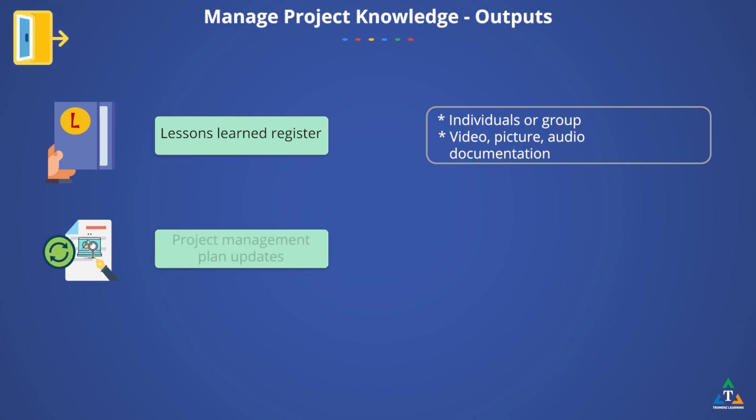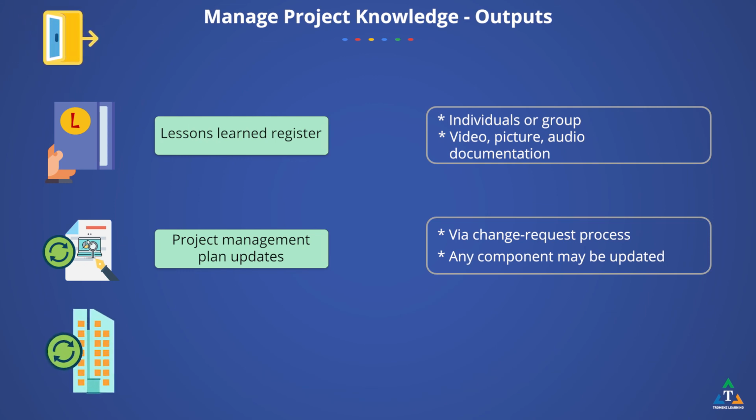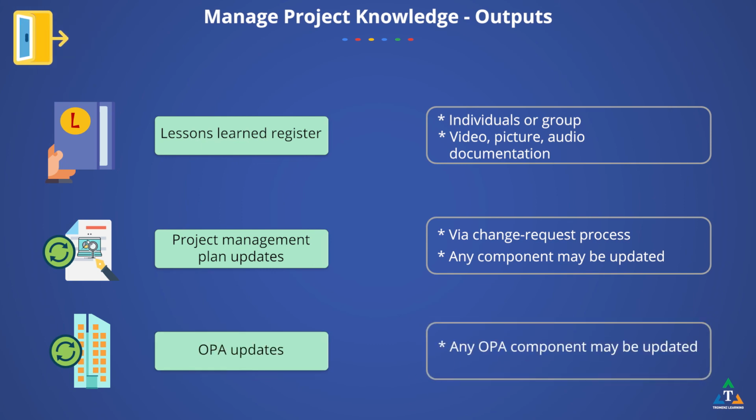Any change to the project management plan goes through the organization's change control process via a change request. Any component of the project management plan may be updated as a result of this process. Any organizational process assets can be updated as a result of this process.